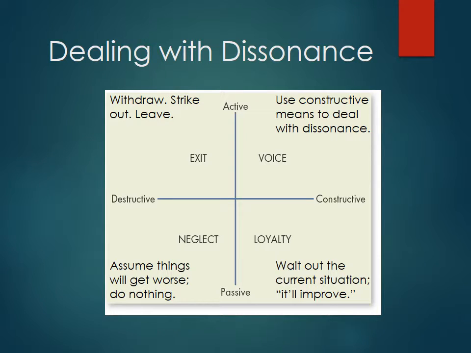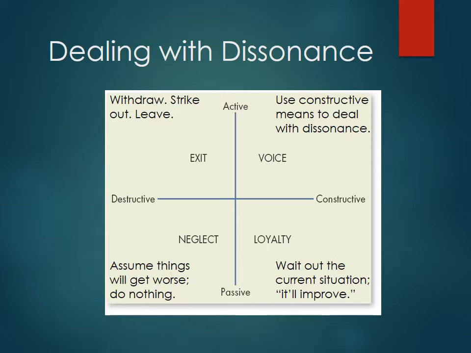Now you have 4 choices when it comes to how you're going to deal with your dissonance. You choose. So you start up in the upper right hand quadrant, and this is what we call voice. This is both active and constructive. So you're going to do something positive to try and deal with your dissonance.